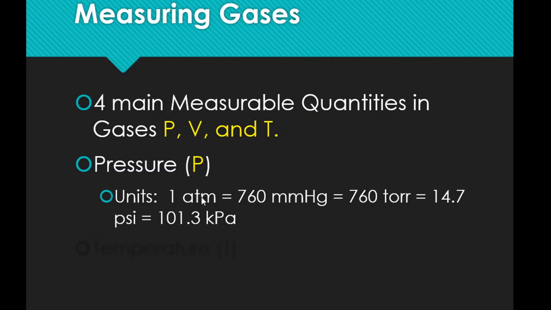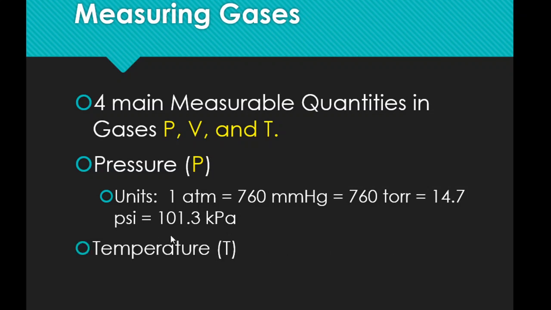It can either be in atmospheres, and 1 atmosphere equals 760 millimeters mercury, which equals 760 torr, which equals 14.7 PSI, which equals 101.3 kilopascals. These are just units to help you identify what would be a pressure measurement in a word problem.